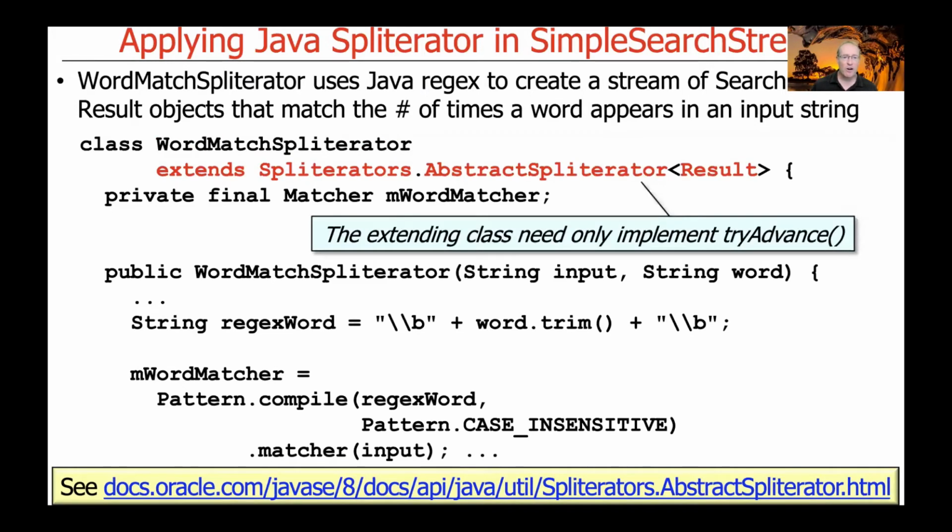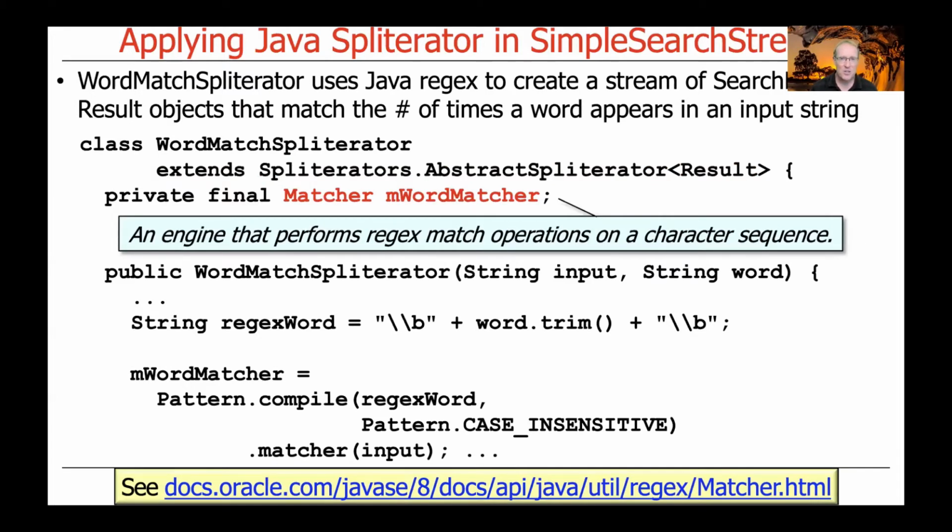WordMatchSpliterator extends a helper class called AbstractSpliterator, which is part of the Spliterators class, and it's basically a nested class there. AbstractSpliterator provides a bunch of predefined implementations of the Spliterator interface, and the only thing you need to do if you want to extend Spliterators' AbstractSpliterator is implement the tryAdvance method.